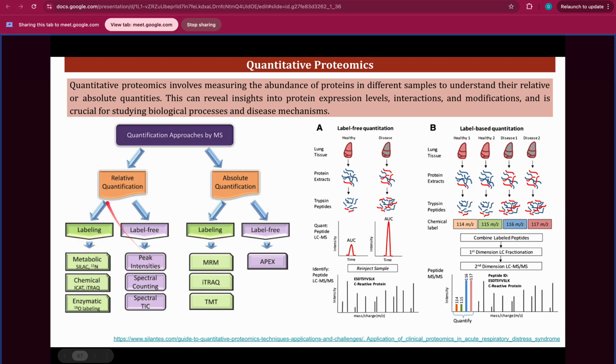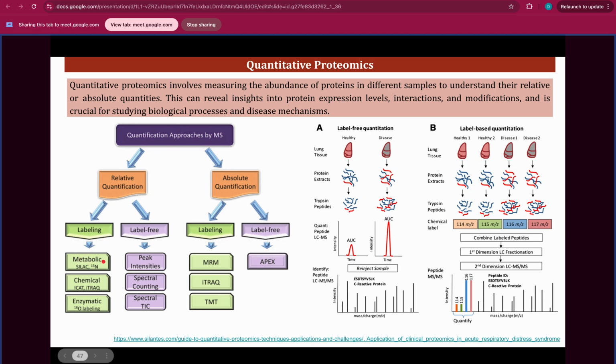Now the relative quantitation and absolute quantitation, so I will distinguish between them. Relative means when you are comparing two different samples at the same time, and absolute means when you are not comparing to some control or other sample, but you simply want to identify the quantity of protein present in a sample you have. That is known as absolute quantitation. In case of relative quantitation, what are the labels which can be used?